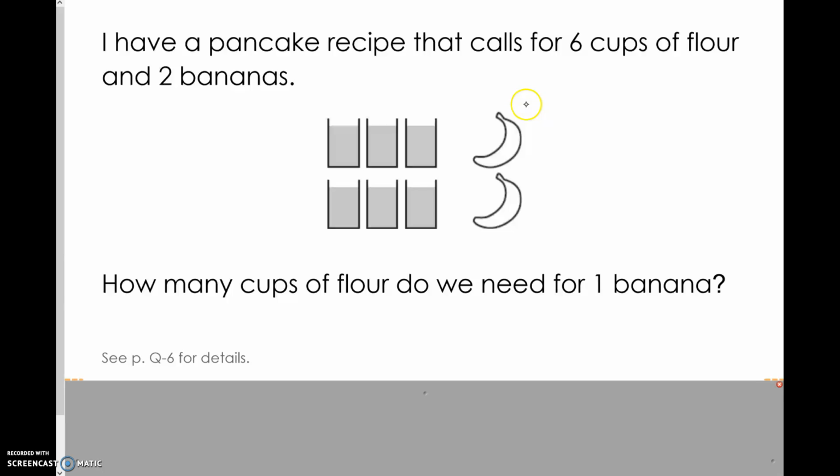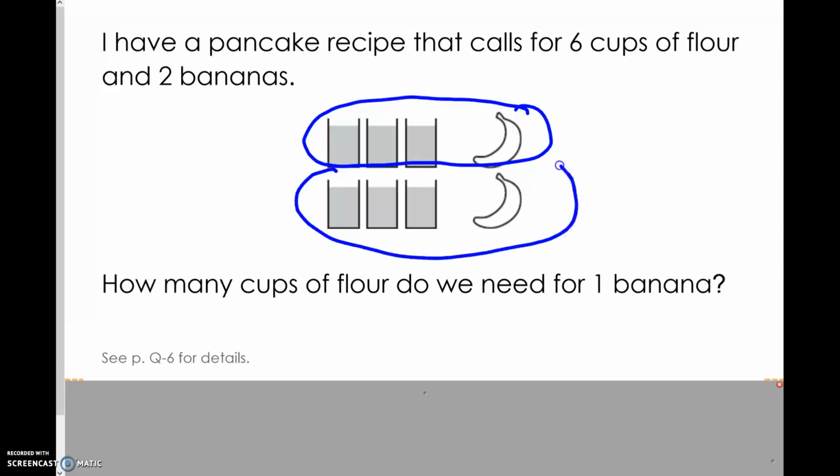We can clearly see from the picture that for each banana we require 3 cups of flour. However, we could also solve this with equivalent fractions or ratios. For example, 6 cups of flour and 2 bananas. 6 represents cups of flour, and 2 represents the number of bananas, B for bananas. We can find equivalent ratios in the same way we find equivalent fractions. It asks us to find the number of cups of flour for 1 banana.